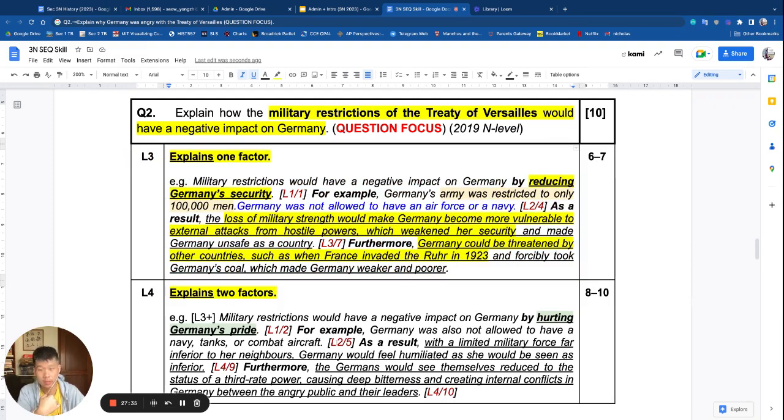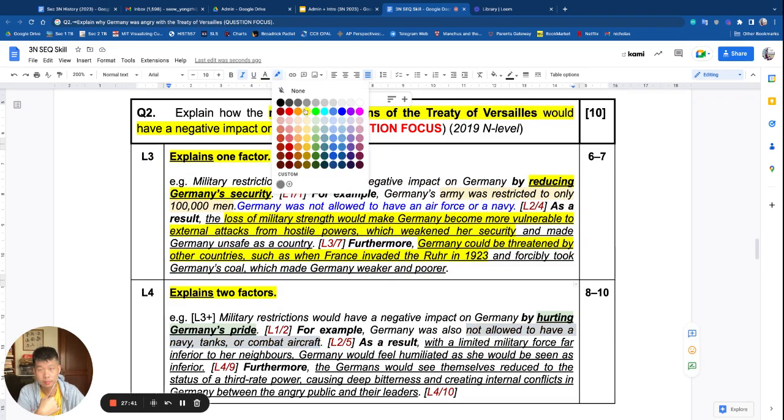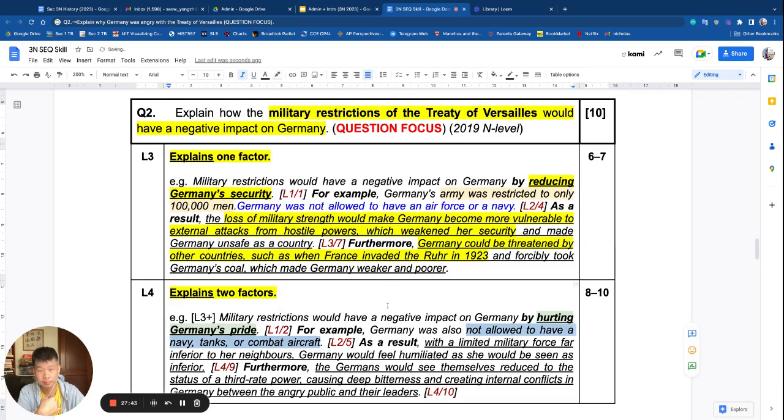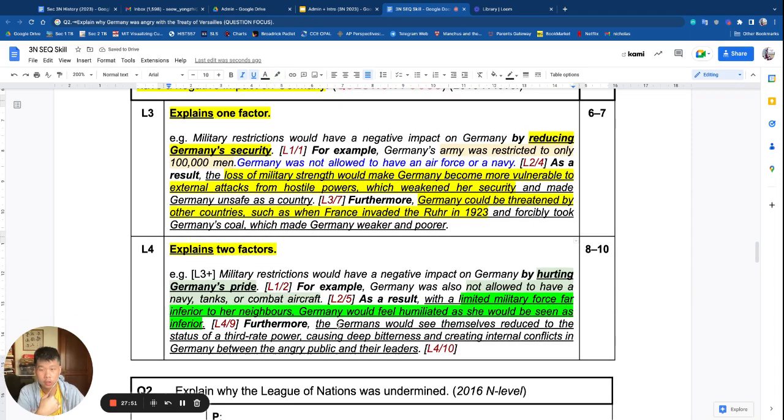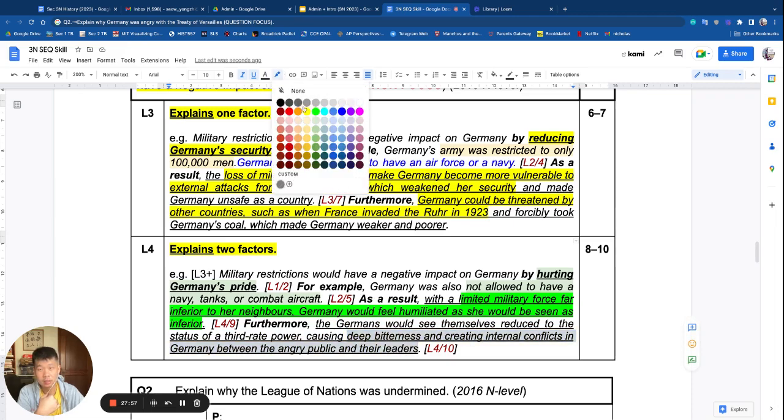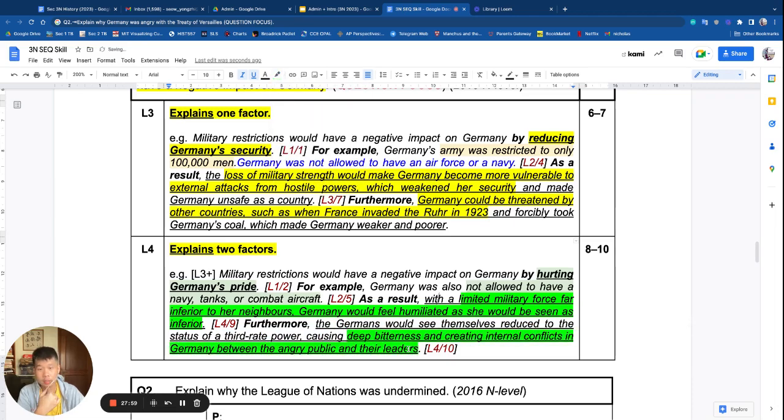What's another factor? Hurting Germany's pride. So let's go to the second factor, Germany's pride. Yeah, no navy, no tanks, no air force. And so Germany felt humiliated as she is seen as inferior, as lower than her neighbors. And Germany would feel that they are reduced, they are bitter, and they hate their leaders, which creates some conflict.